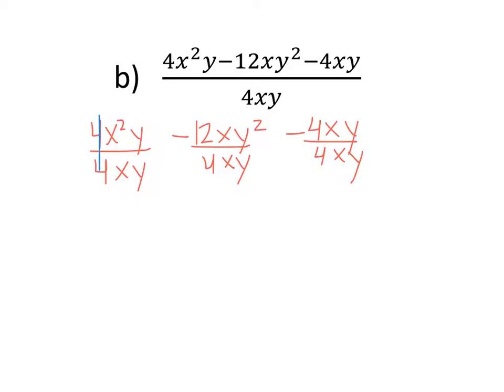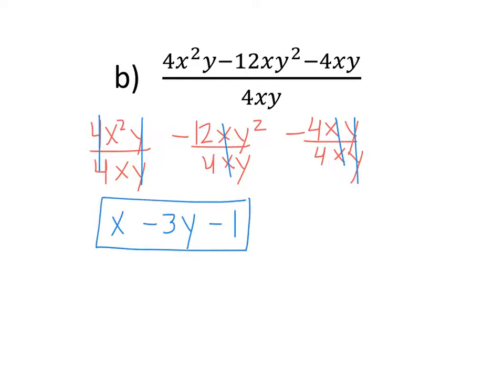Four divided by 4 is 1. X squared divided by x is x. And y divided by y is 1. Next term, negative 12 divided by 4 is negative 3. X divided by x cancels. Y squared divided by y is y. Over here, negative 4 divided by 4 is negative 1. X's cancel and y's cancel. So x minus 3y minus 1.